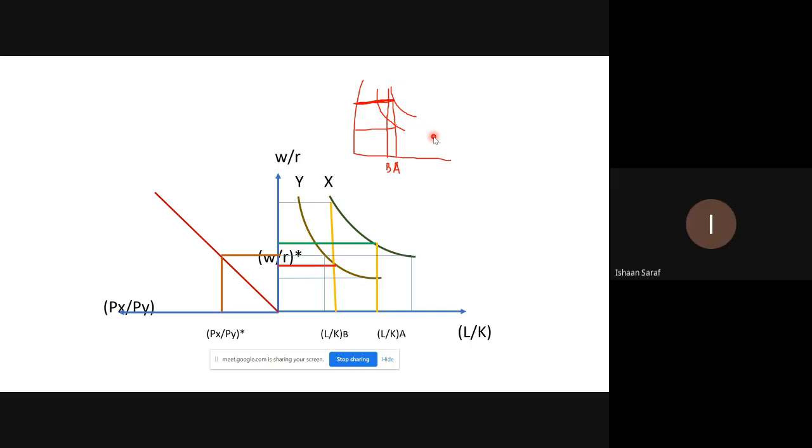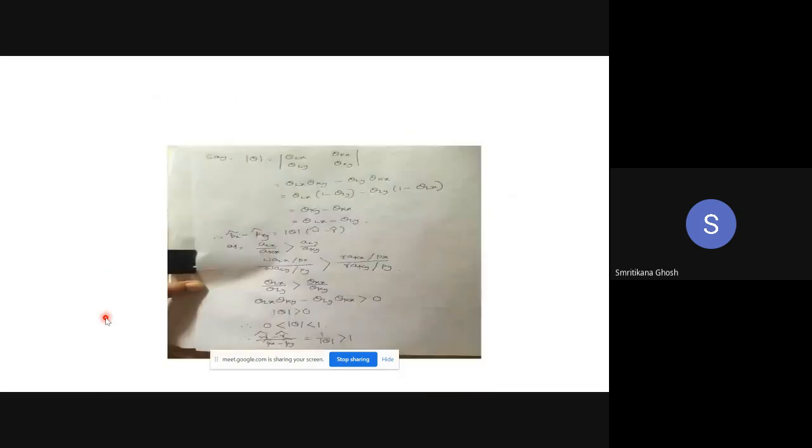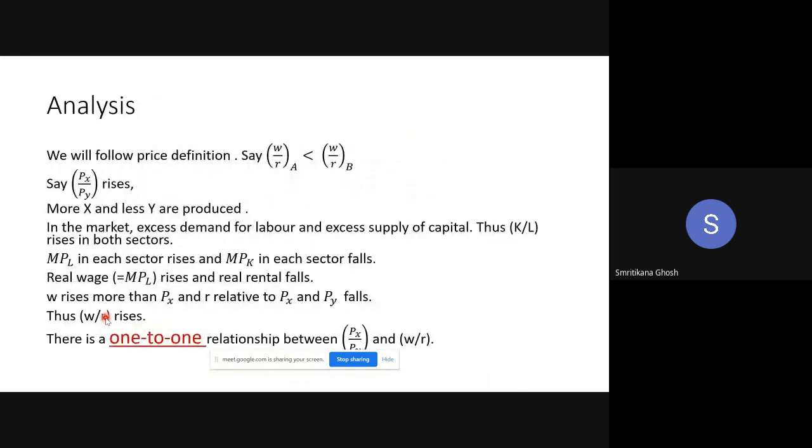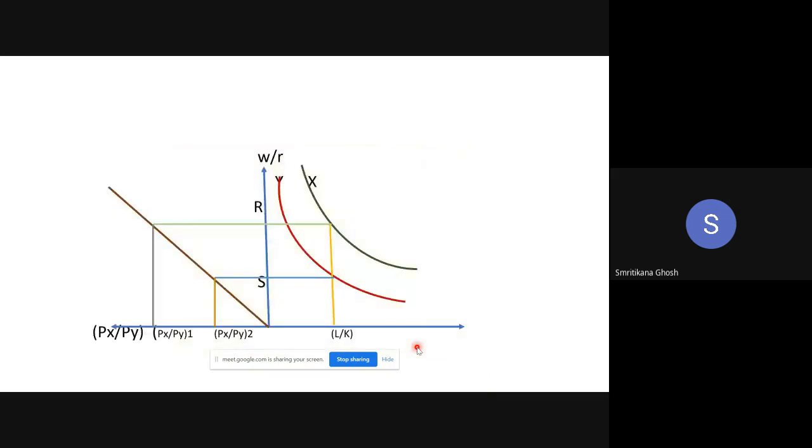And ma'am, what does the upward sloping straight line represent in the second quadrant? Oh, that is showing the one-to-one correspondence between W by R and Px by Py. We proved it, na? Look here. There is a one-to-one relationship between Px by Py and W by R. That means if Px by Py is rising, then W by R should rise. Right? So that relationship is shown here by this upward rising straight line from the origin.